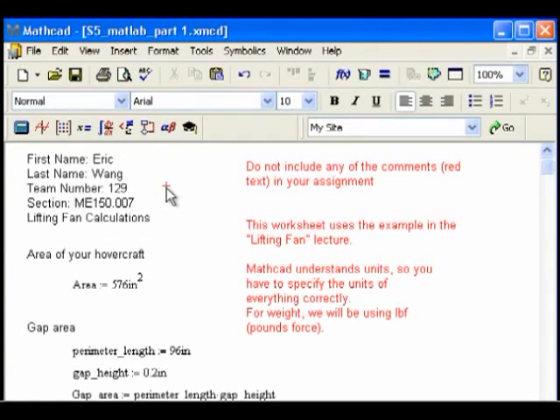Okay, I'm going to make the assumption that you've watched the other videos on the MathCad basics on how to do some entering numbers in text and the equal signs and things like that. So if you haven't done so, please do that already.